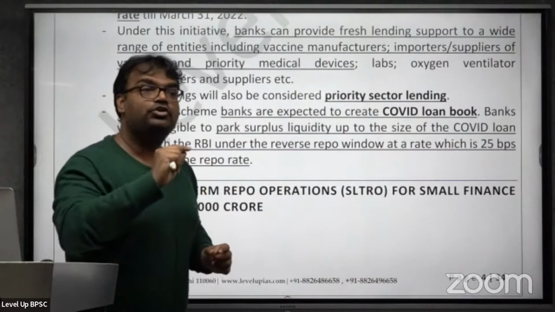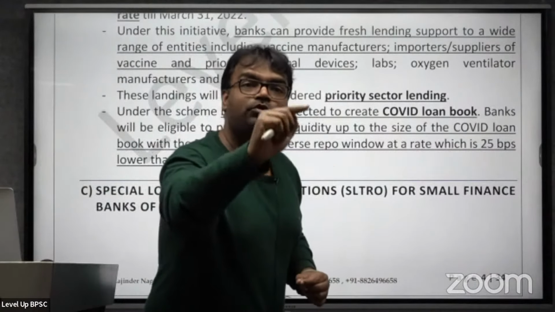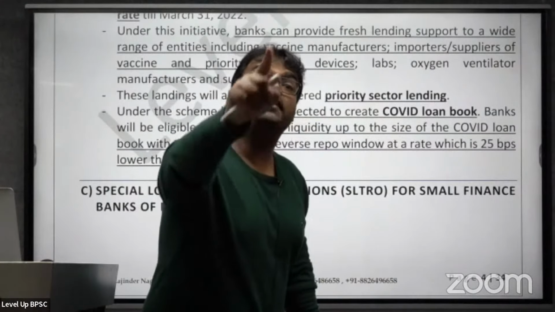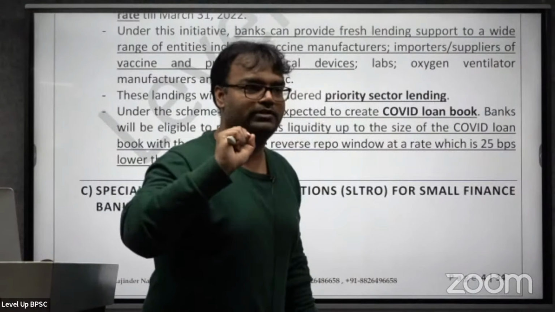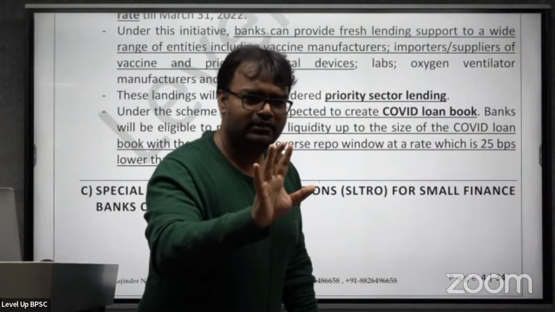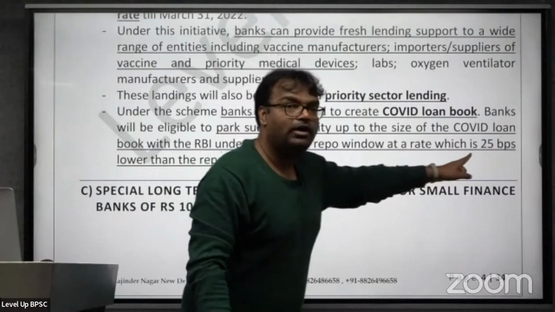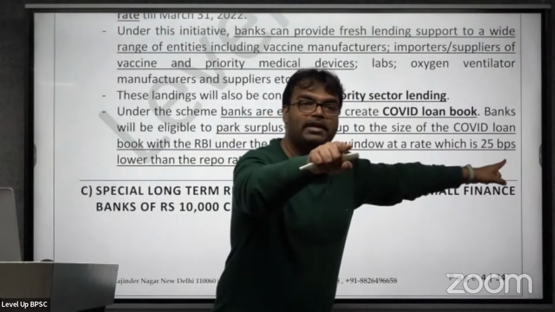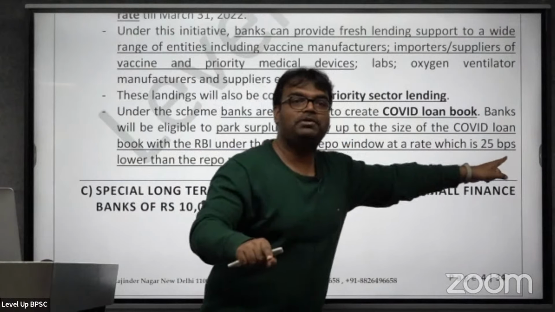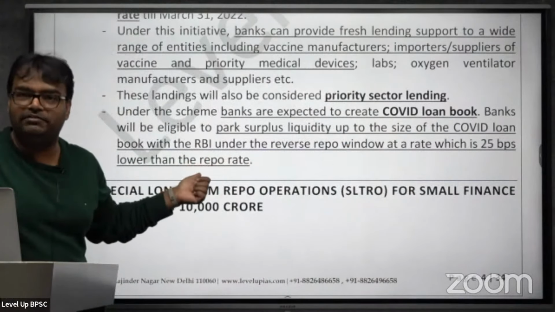It means you'll be able to lend money to RBI at a rate higher than reverse repo rate. Generally the difference between reverse repo rate and repo rate is 0.5, right now it is 0.65, but here they are saying that you will be able to lend money to RBI at 25 BPS below repo rate. It means it is higher than reverse repo rate.